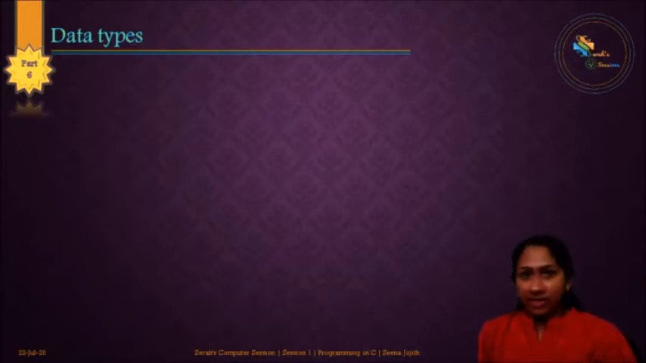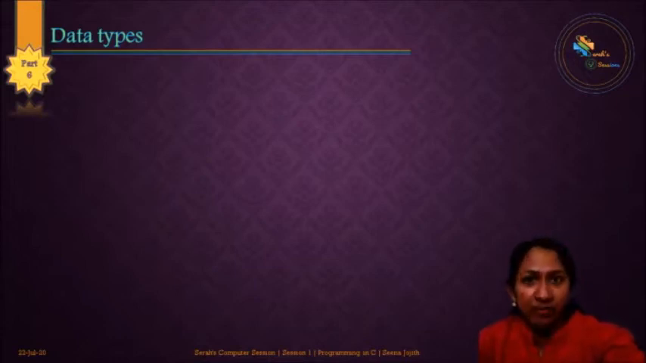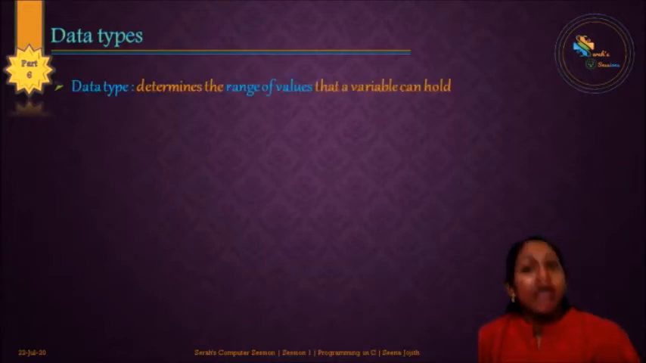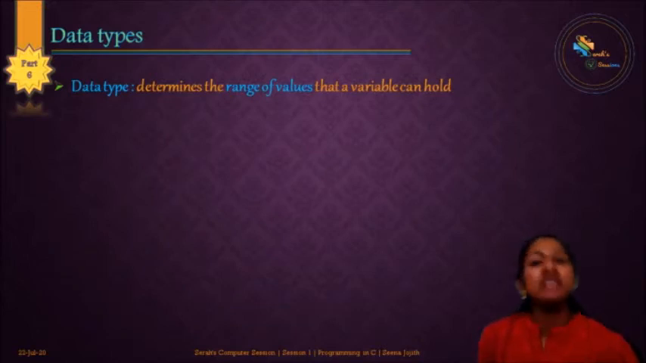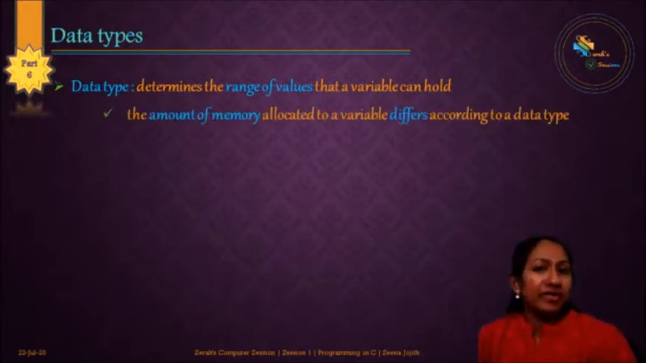You have to declare variables whatsoever. When you are declaring variables, you have to specify the type of the data the variable holds along with the variable declaration. The data type appears as the prefix for the variable name. So why should we mention the data type in variable declaration at the start of the program? Let's look into why we mention data types. Data type determines the range of values that a variable can hold. Also, the amount of memory allocated to a variable differs according to a data type.